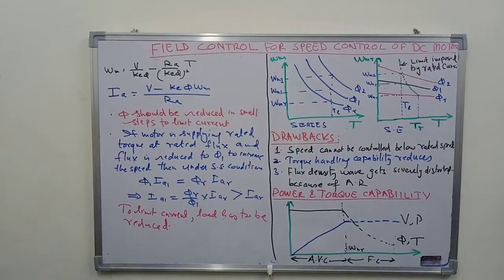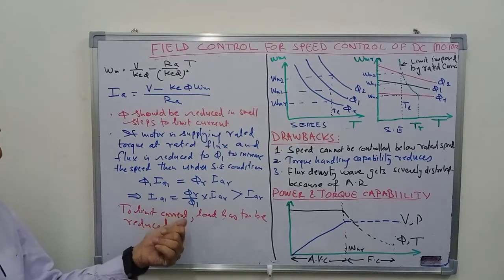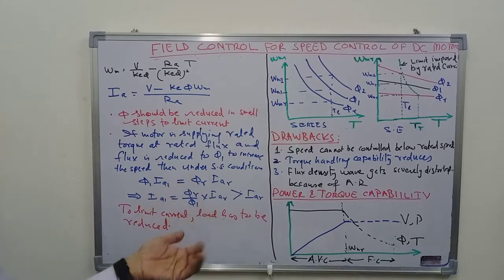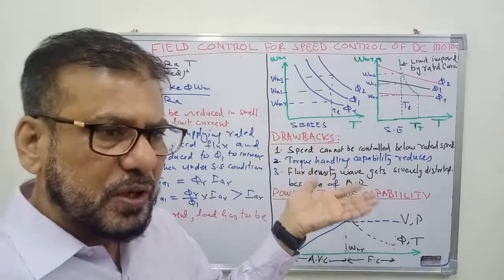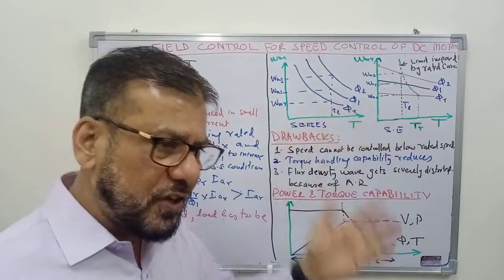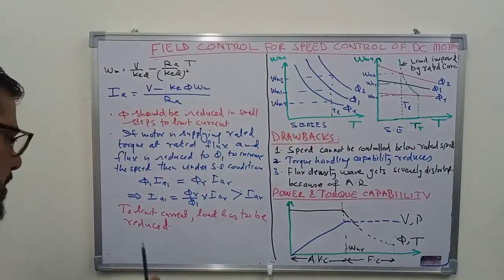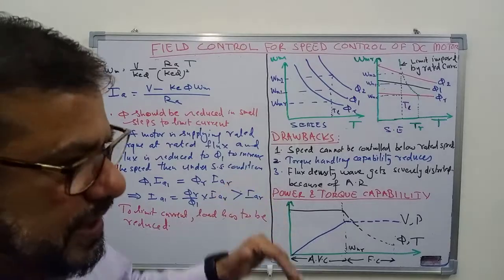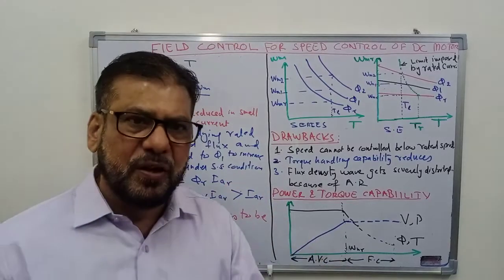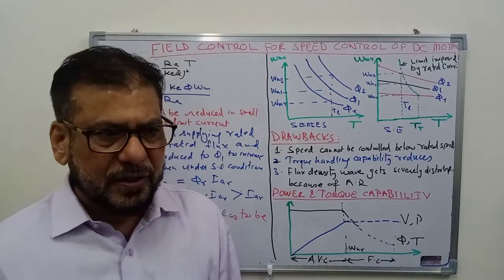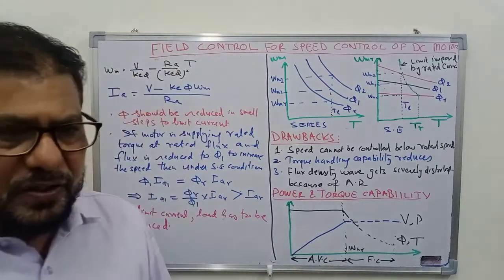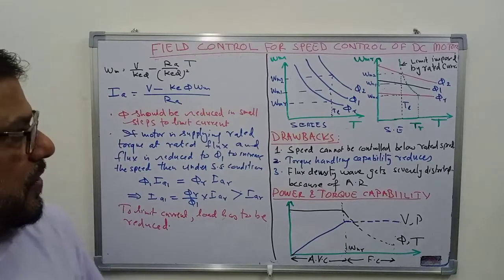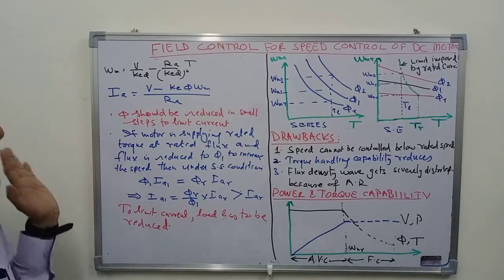So what you have to do is reduce the load torque if you want to run the motor at a higher speed and you want to control the speed by reducing the flux. So this means that to limit the current, the load has to be reduced. Or you can say that the motor cannot supply the same torque at higher speed. Or in other words, the torque handling capability of the motor will reduce. So this is one drawback of this method.